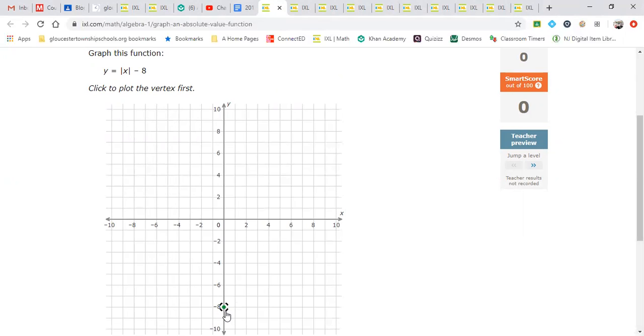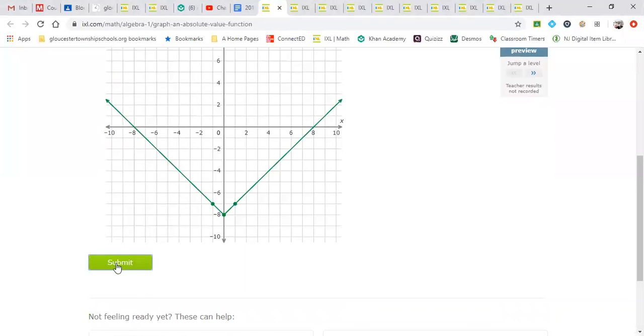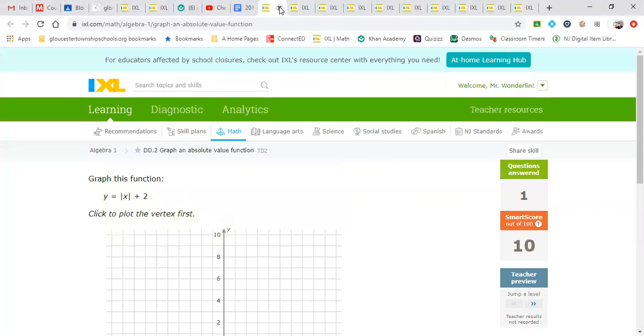There's my vertex point. And now according to this, my slope is 1. So from here I will rise 1 and run 1. And there's my point, and see how it reflects it for me. If you were to input 1 as your x value, you should get negative 7 as your y value, to check yourself. 2 for 2.